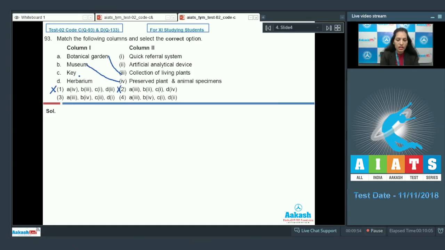Key. Key is the taxonomical aid which is analytical in nature. C goes with 2. So this option is also ruled out. Herbarium is quick referral system for identification of plants. So the correct option for the given question is option number 3. Let's move on to the next question.